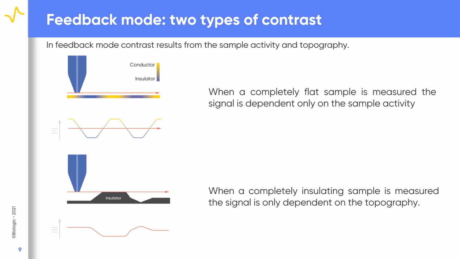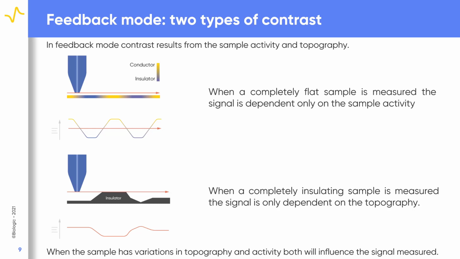If instead the sample is completely insulating, but with varying topography, the signal will depend only on topography. High currents would be measured at dips in topography, and low currents at high topography features. Real samples with topography and activity variation will produce signals influenced by both.